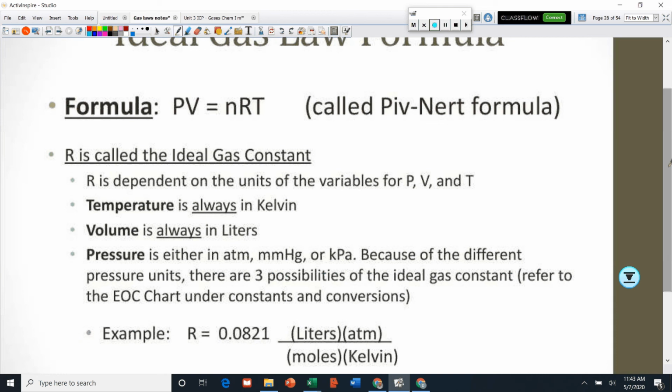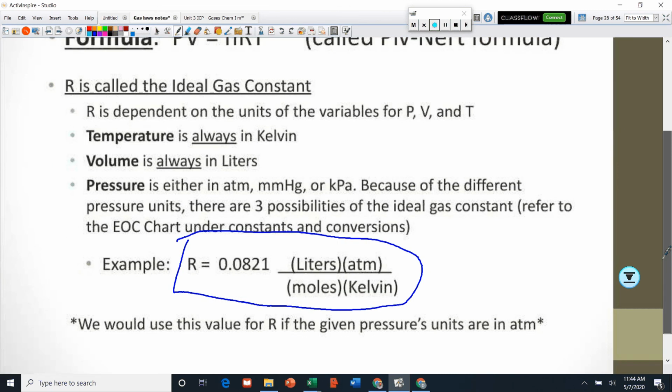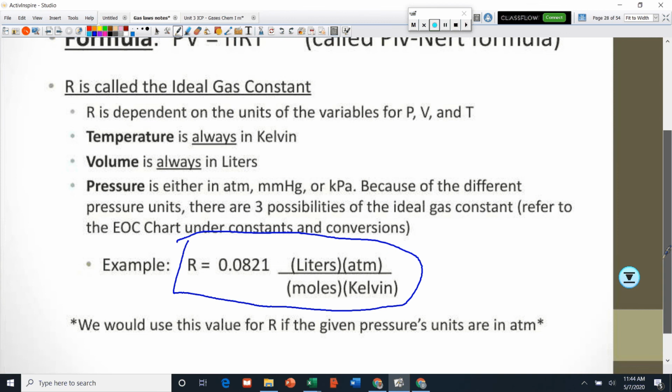All right. So R is called the ideal gas constant. R is dependent on the units and variables for P, V and T. There are several different R's. This is the one that is given to you on your equation sheet. It's easy enough to memorize the conversion from millimeters mercury to atmosphere, kilopascals to atmosphere, rather than trying to remember four different R's. I just remember one R value and convert the other way.